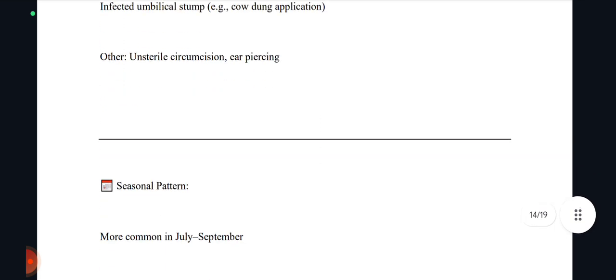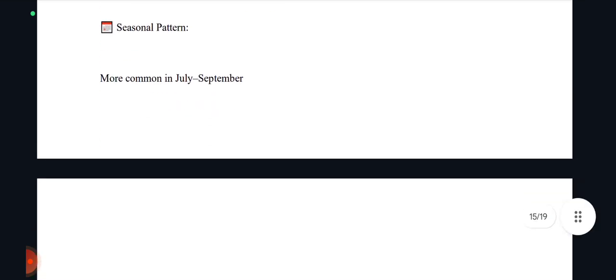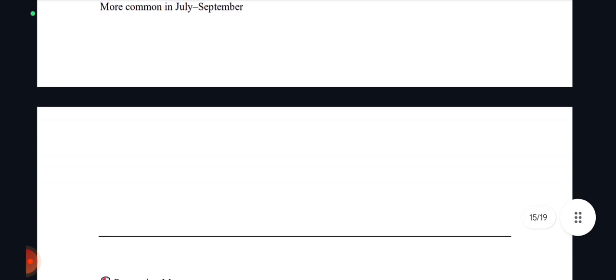The common cause is the infected umbilical stump. For example, cow dung application: if done on the umbilical stump, it can result in infection. Or other unsterile practices, such as circumcision or ear piercing, can also lead to tetanus. There is a seasonal pattern seen, the disease is more common from July to September.